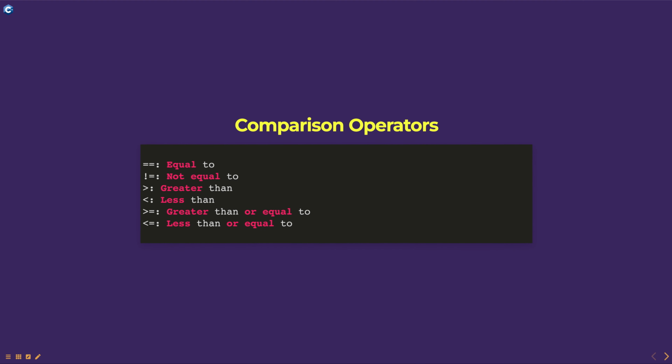Comparison operators. These operators compare two values and return a Boolean value, indicating whether the comparison is true or false. Below are the examples of comparison operators: equal to, not equal to, greater than, less than, greater than or equal to, less than or equal to.